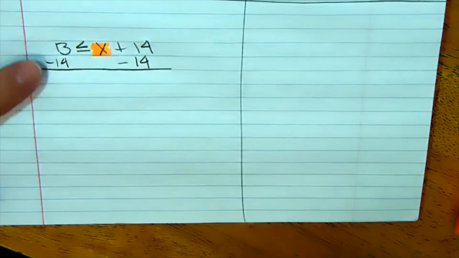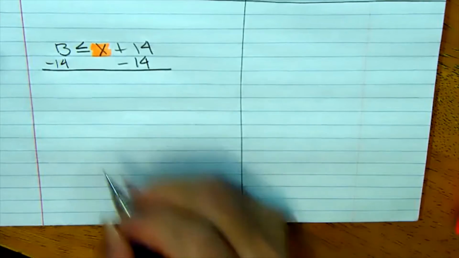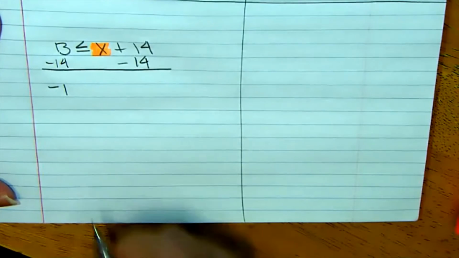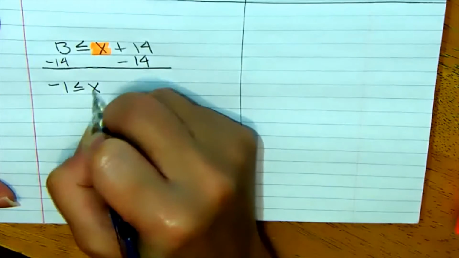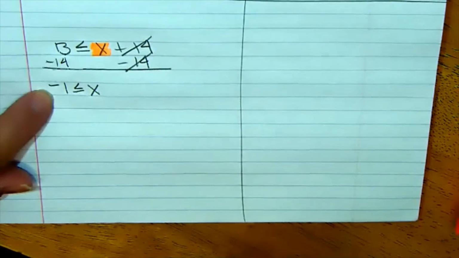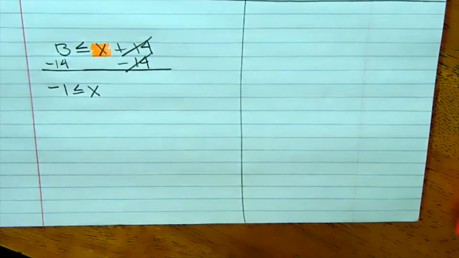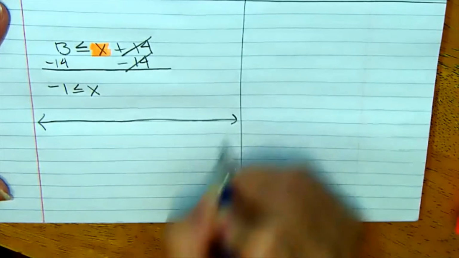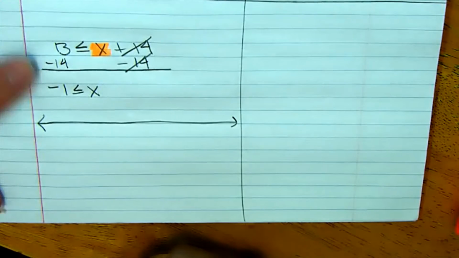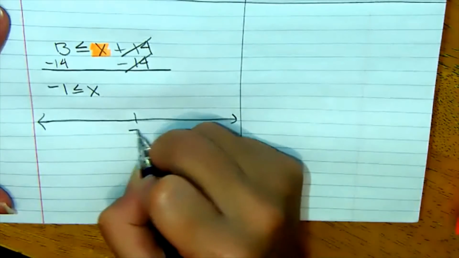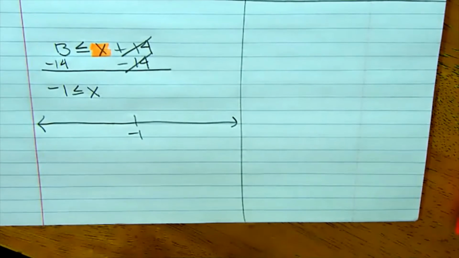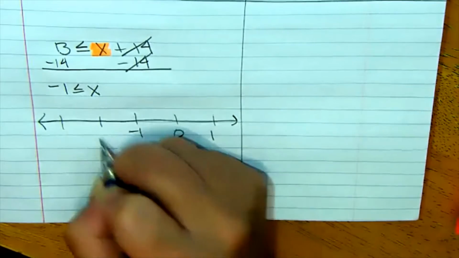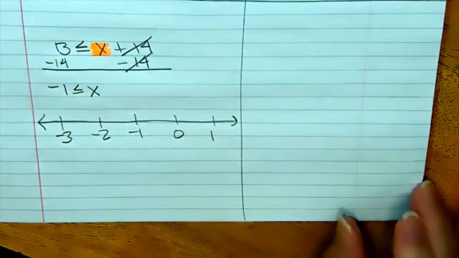So I have a positive 13 and a negative 14. I'm going to subtract and keep the sign of my largest. My sign comes down. x, these guys cancel. So negative 1 is less than or equal to x. Okay. I'm going to start with my number line. I put my target in the middle. 2 ticks to the right and 2 ticks to the left.